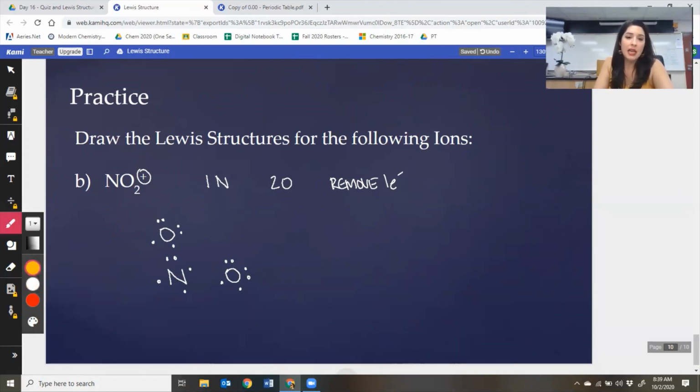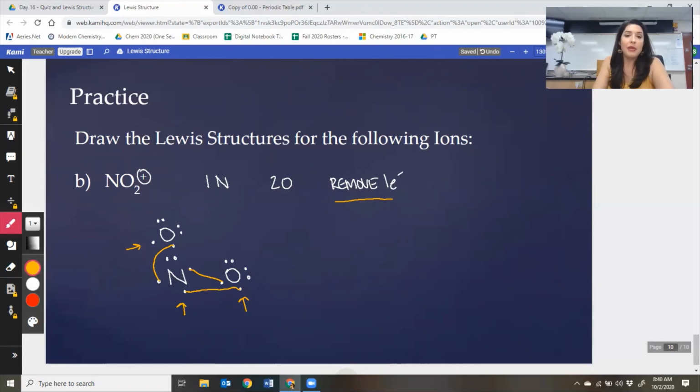I see a lonely electron here that I'm going to match up. I see a lonely electron right here that I'm going to match up. And oh, isn't this interesting? I have a couple of leftover lone electrons. Before I go and remove one of these electrons, I'm going to go ahead and make a double bond. So this is a great situation where I can form a double bond. I'll do that by just going ahead and forming a bond between these two lone electrons on nitrogen and oxygen.